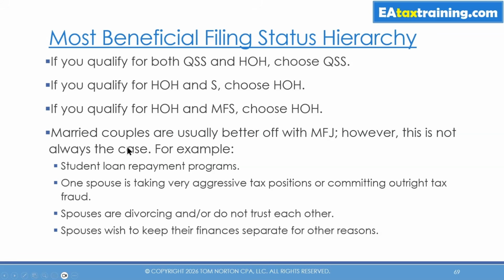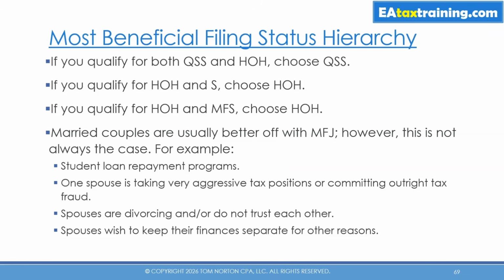Married couples are usually better off with married filing jointly. So strictly from a tax liability standpoint, so how much tax do you owe, you're almost always going to be better off with married filing jointly, or at least not worse off. Again, you can run it both ways to make sure, but this is what you're going to find. However, there are some instances where couples might want to file married filing separately, regardless of the tax liability.